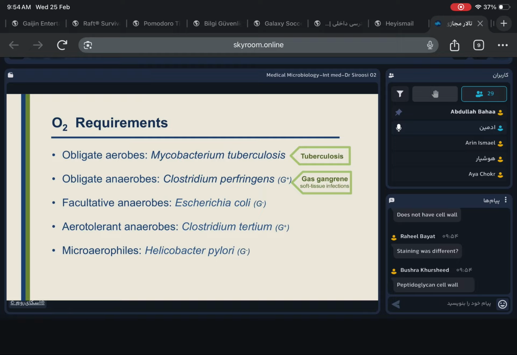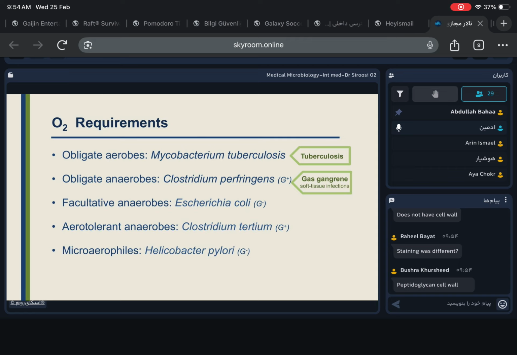Staining was different, exactly. They have different Mycobacterium species. As I told you, they have this waxy cell wall, which makes it very hard for stains to penetrate into the cell wall. So that's why you cannot use the gram staining technique on them. If you want to stain them, you need to use the acid-fast staining technique.